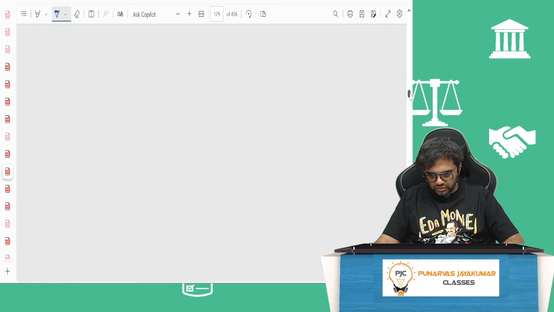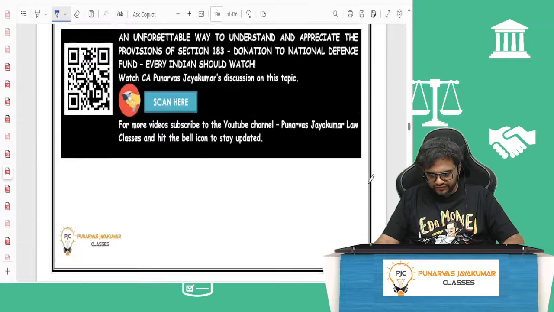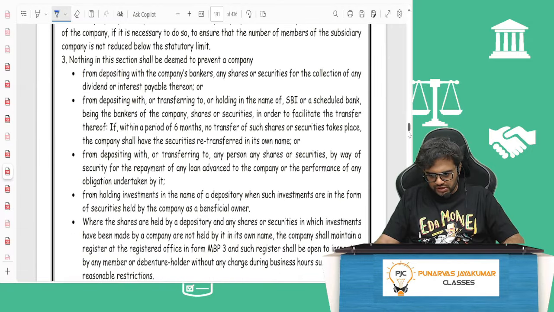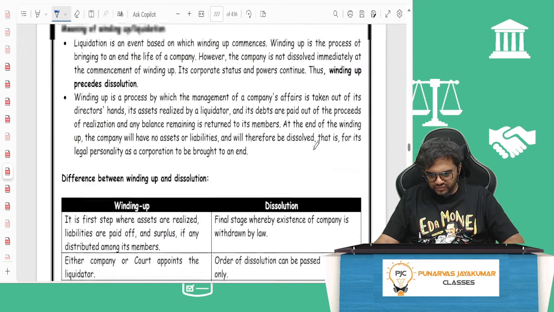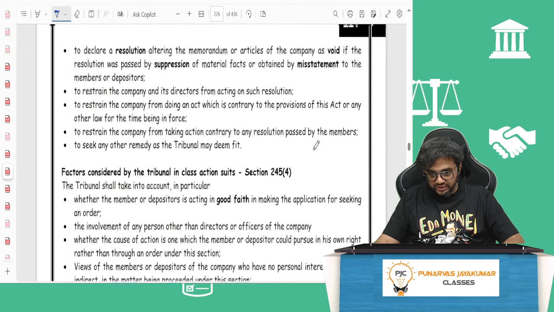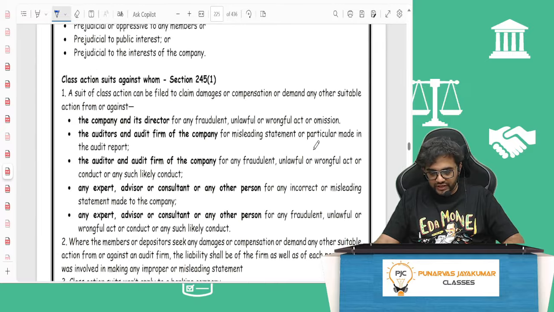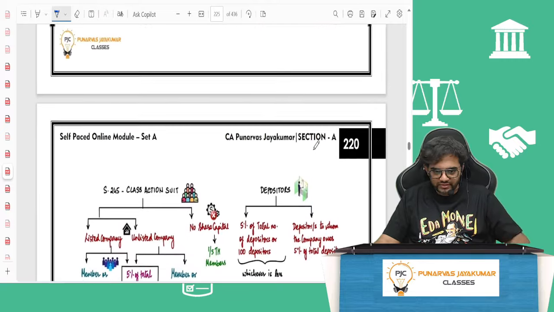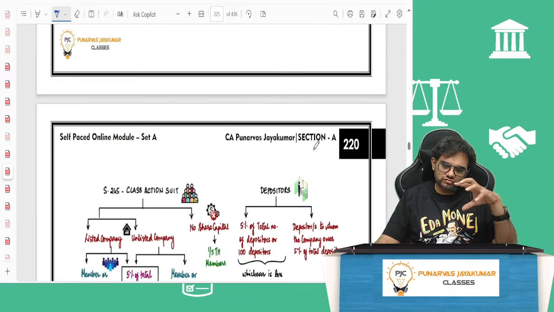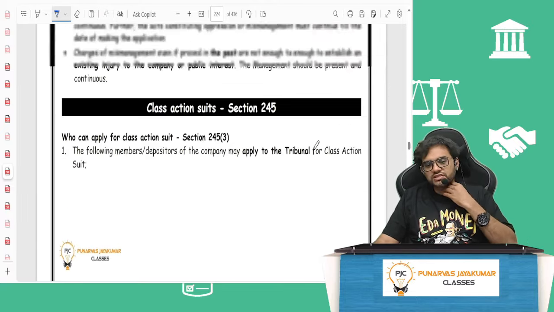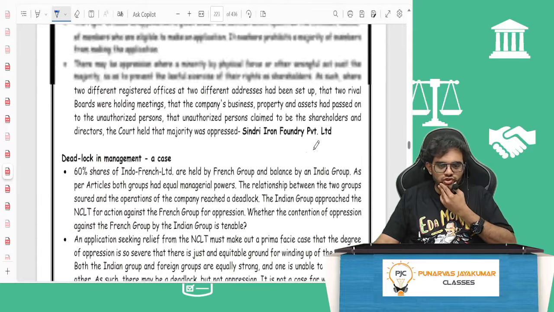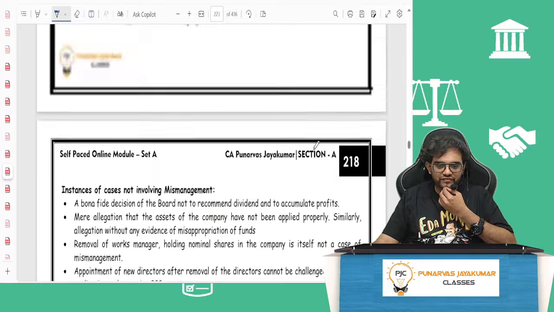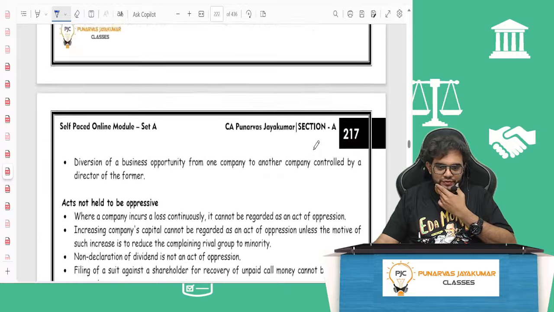Please come to SPOM material, page 215. Our material covers everything, guys. Nothing to worry. Material and classes. Those who want to do self-study can definitely buy the material. But material plus classes is the real deal, as you know. Those of you who are done with my classes will find it very, very easy to solve this question paper.